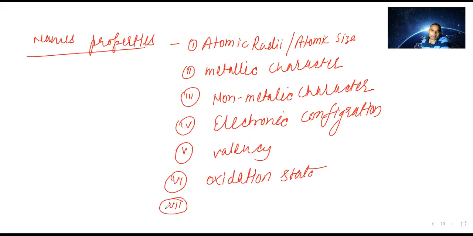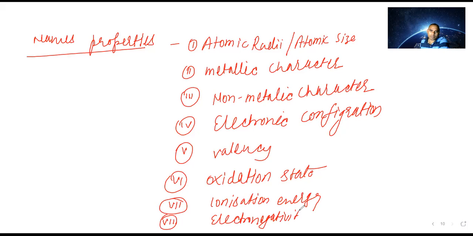Seventh one, what is the seventh one? After oxidation state, what will come? Electronegativity? No. Before that, we will study the ionization energy, then electronegativity. There are 10 properties. Ionization energy. Okay. Eighth one, electronegativity.